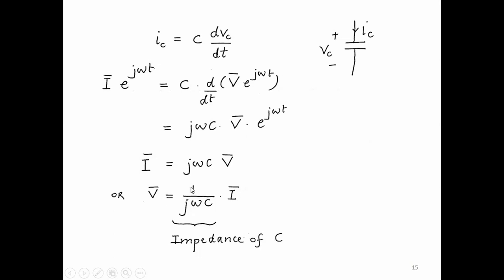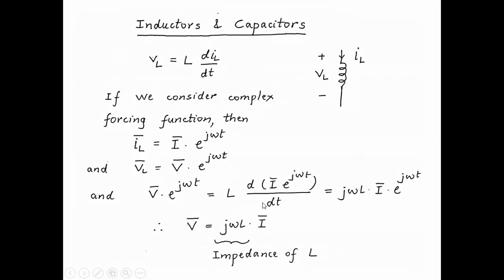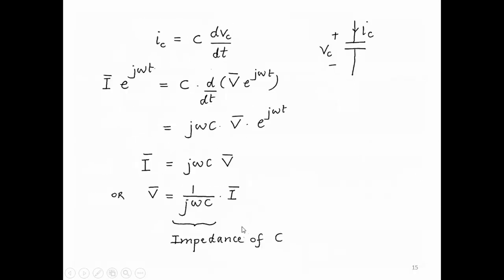So V is equal to 1 by j omega c into I, where 1 by j omega c is the impedance. By the way, you can convince yourselves that omega L and 1 by omega c have the dimensions of ohms. Alright, you must convince yourself.